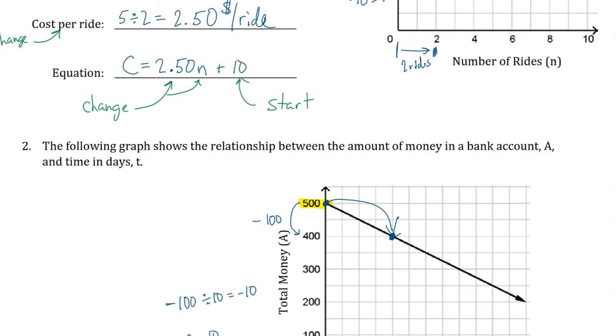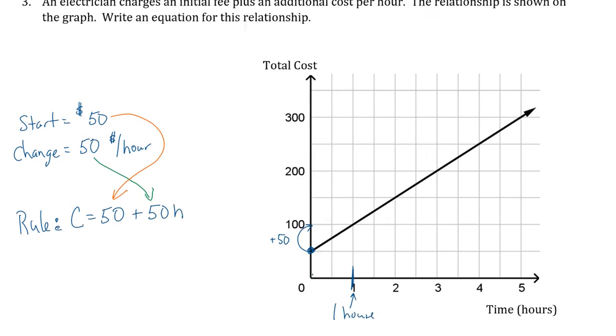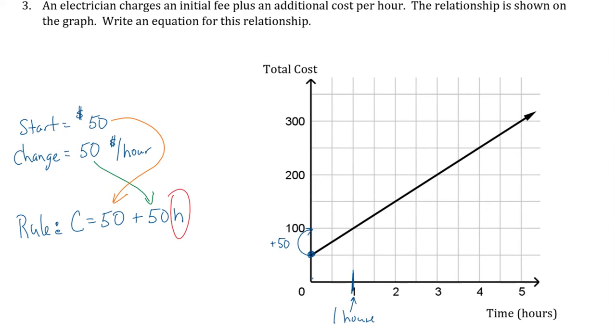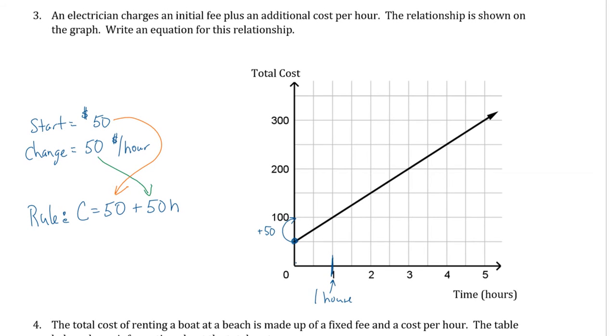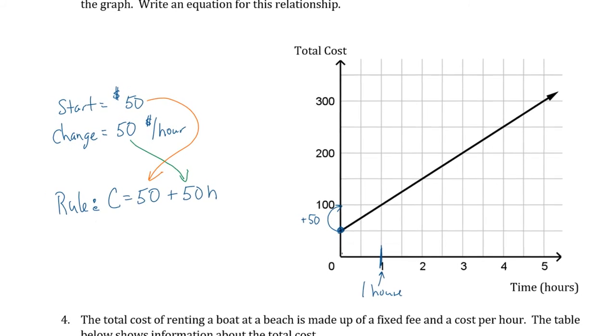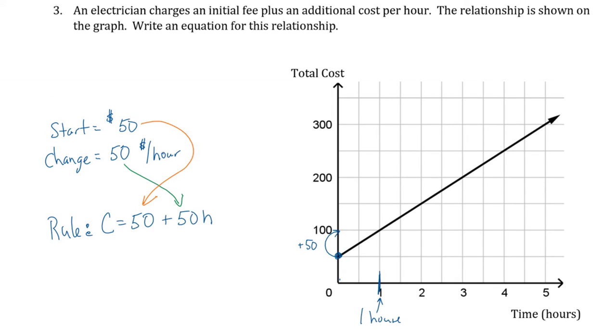It doesn't matter which order you do it. What matters is where the variable is, okay? So that's that one. Even though it didn't tell me to, I still determined what the start was and what the change was in order to write the rule. Write an equation, that means rule, right? Hopefully we're starting to get that now too because we've used both of those terms lots.